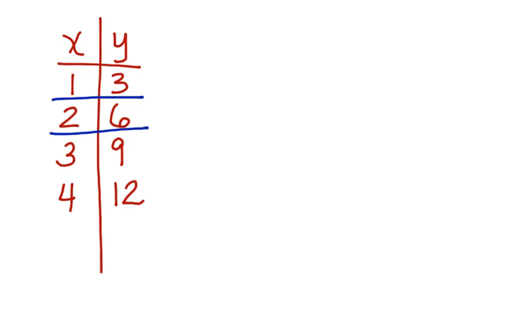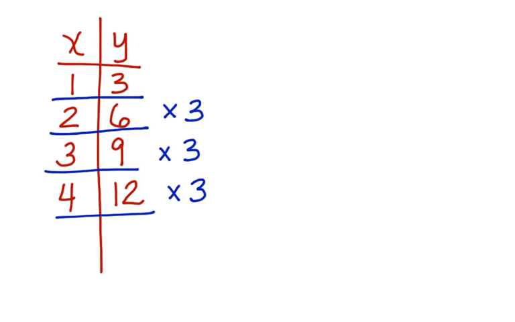From 2 to 6, we multiplied by 3. Now look at the next one. From 3 to 9, we multiplied by 3. From 4 to 12, we multiplied by 3. And that also works in the first pair. From 1 to 3, we multiplied by 3. So we can say that the y value is 3 times the x value.